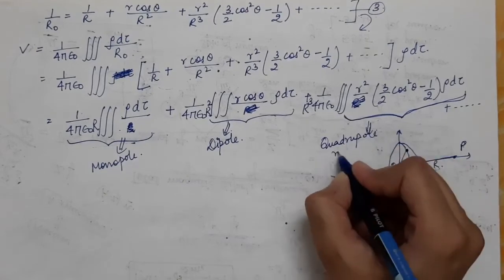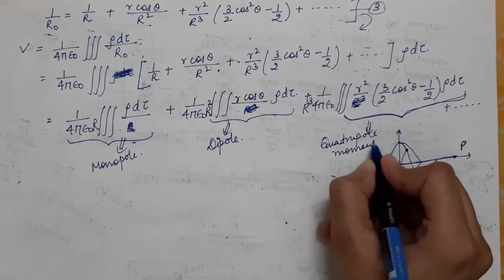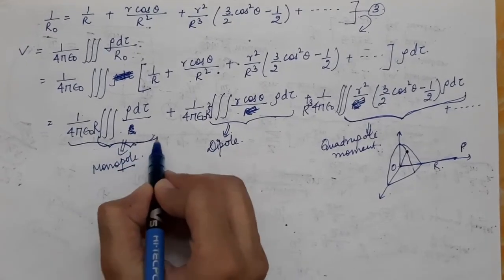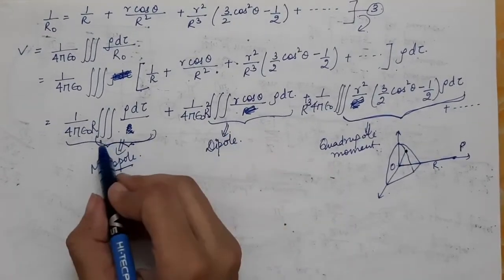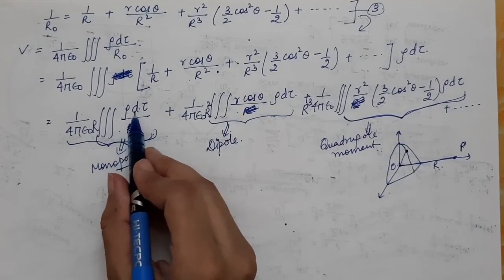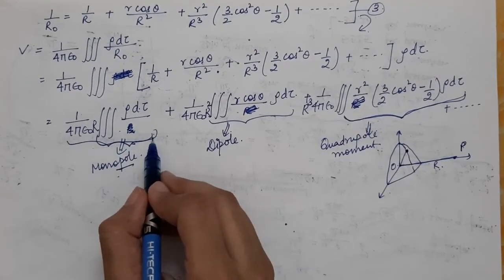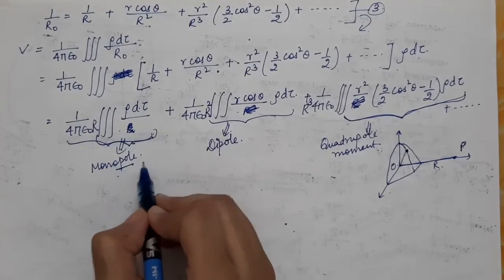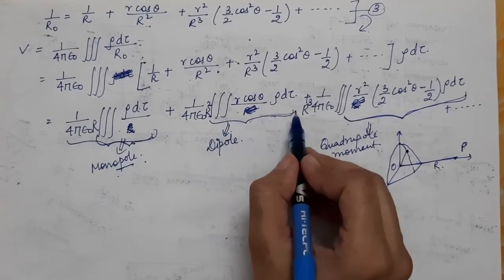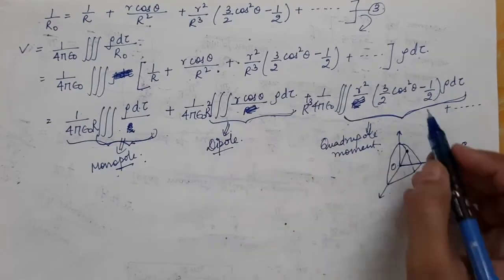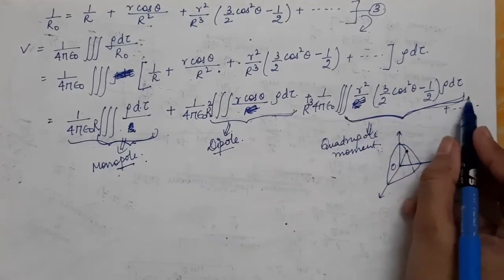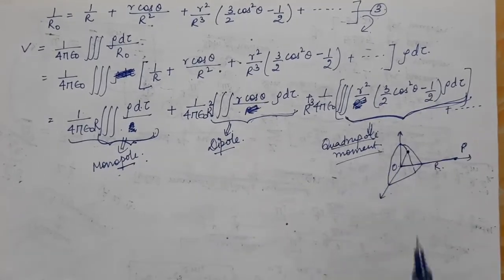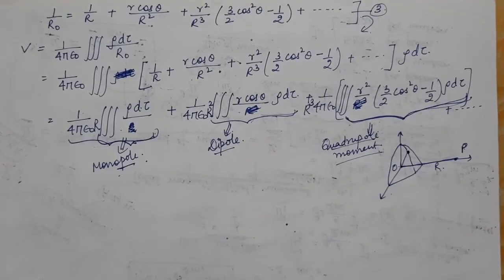This is called the quadrupole moment. This is the monopole moment. This whole integration term is the monopole moment, that is equal to the total charge, that is rho times d tau integration. This will give you the total charge of the whole charge distribution. So this is called the monopole moment, and this term in the integration is called the dipole moment, and this whole term with the integration is called the quadrupole moment of the charge distribution.